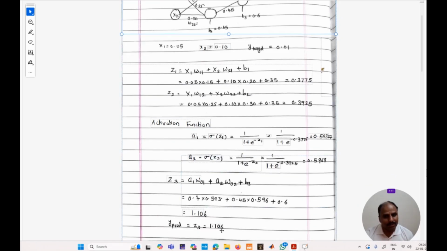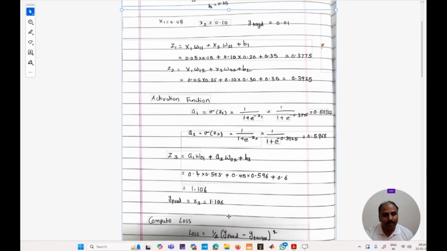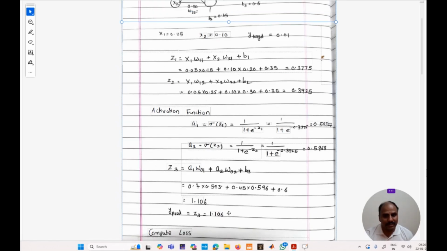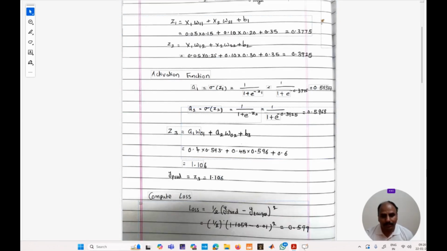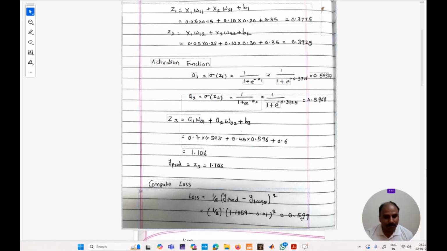Therefore, we need to find the loss. How much loss is there? Whether we have obtained the exact target output or not. So to find the loss, I am taking mean square error, that is half into (y prediction minus y target) whole square. After substituting these values, y prediction which we have obtained, and y target is 0.01, the loss is 0.599. This loss we have to make it 0.